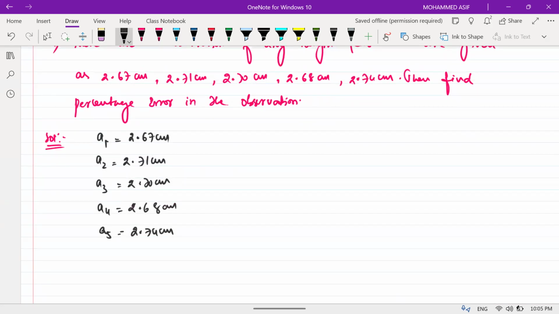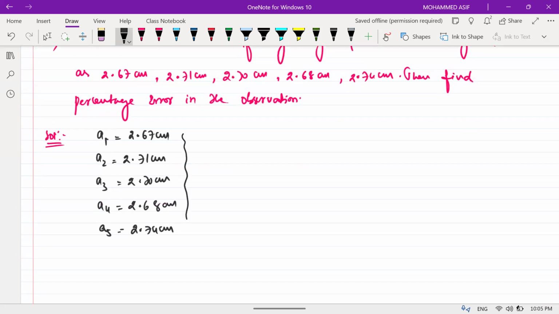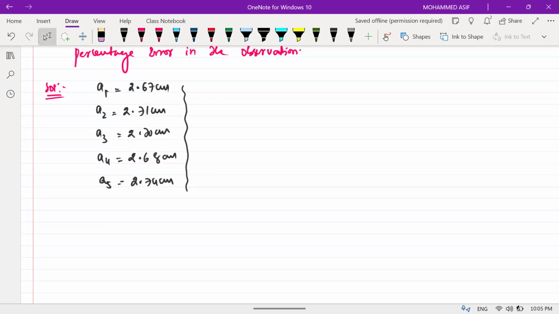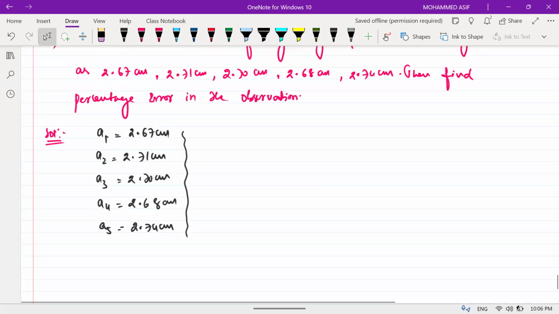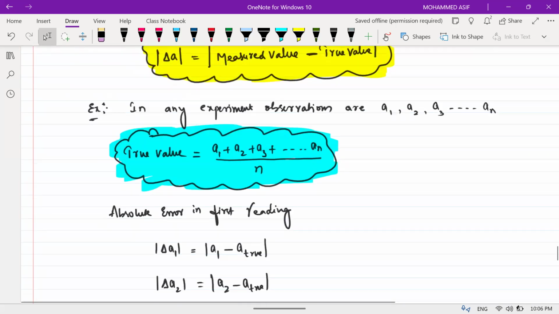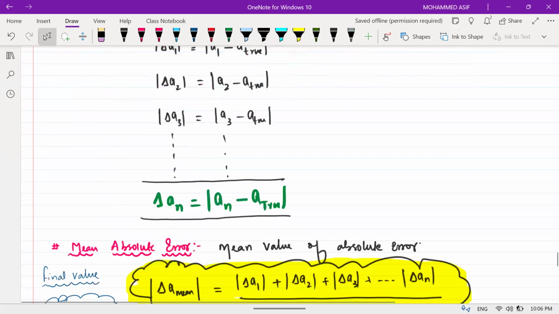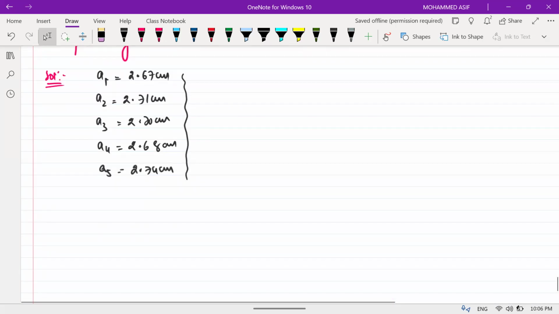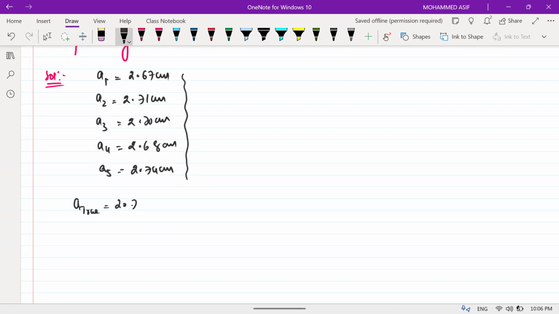Now, can anyone tell me the mod of this one? What will be the true value for this one? First, you tell me. 2.70. Very good. How did you get that true value? True value is A1 plus A2 plus A3 and so on up to A5, divided by 5. So that means the mean of those values. So the true value in this case will be equal to 2.70 centimeters.